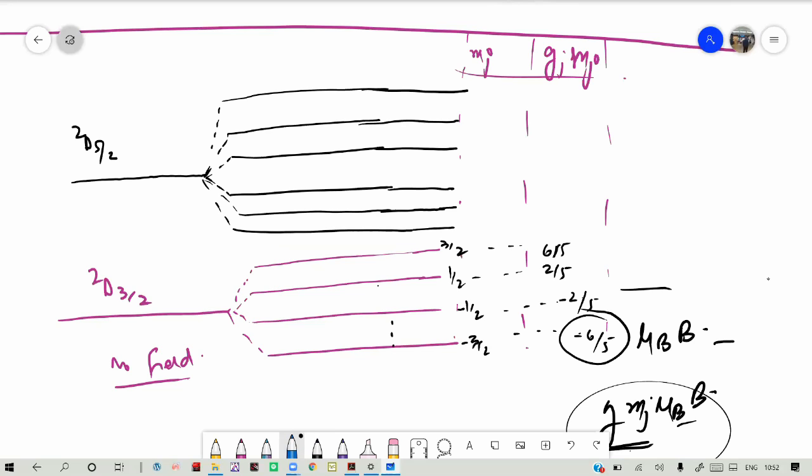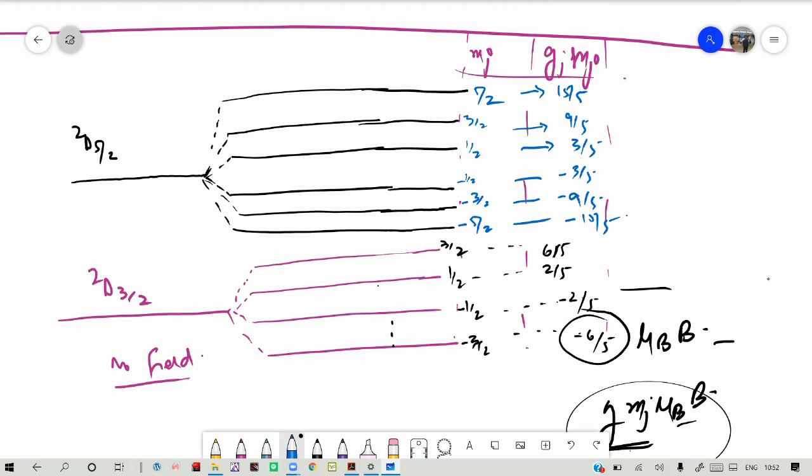Change again the color. So corresponding to this, it is minus 5 by 2, minus 3 by 2, minus 1 by 2, 1 by 2, 3 by 2, 5 by 2. And here it is 15 by 5, 9 by 5, 3 by 5, minus 3 by 5, minus 9 by 5, minus 15 by 5. So this is how we draw the energy levels in case of weak field Zeeman effect.